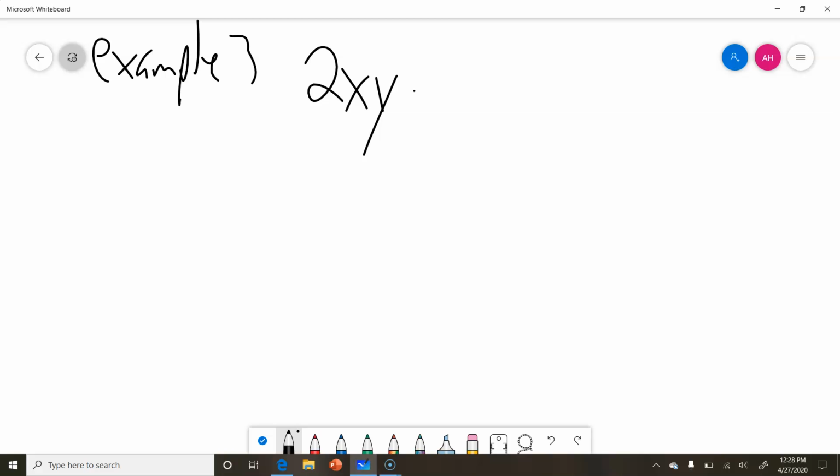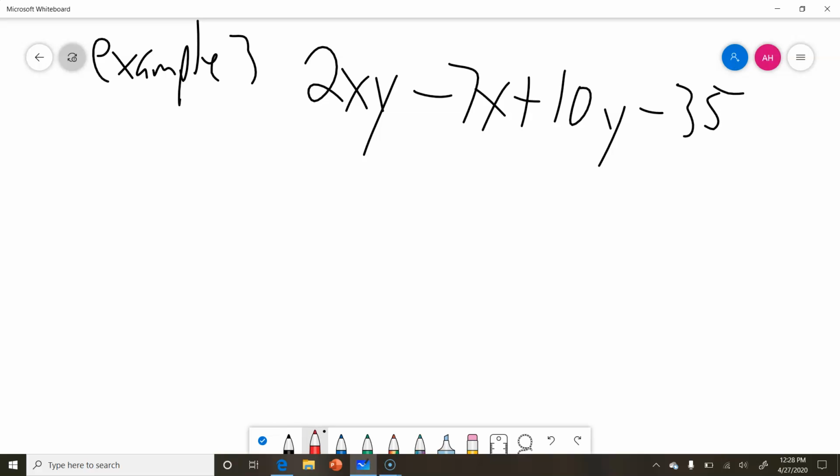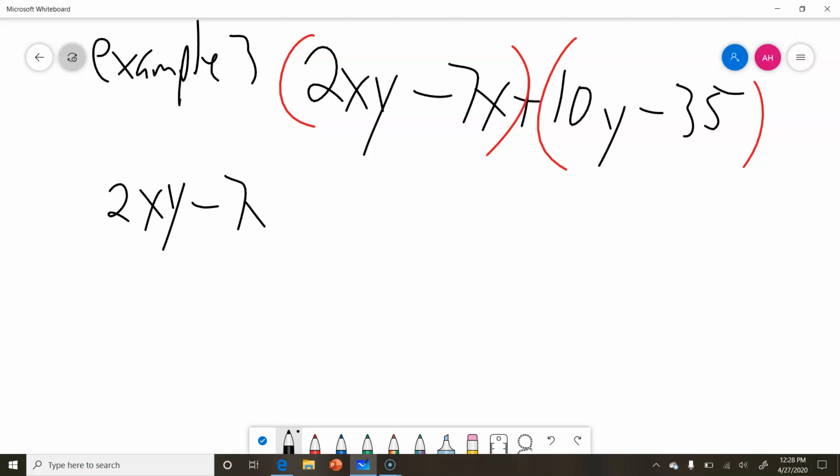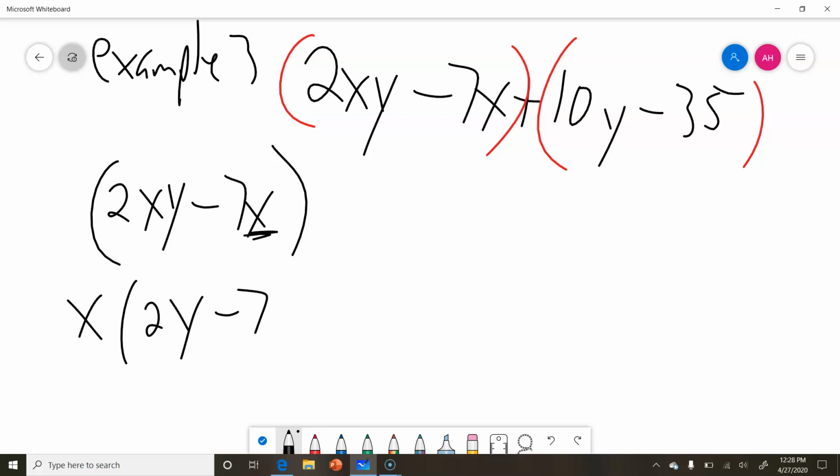Okay, now to the other part of our lesson, which is grouping. If you're still with me, this is example 3 on that page. This is 2xy minus 7x plus 10y minus 35, okay? To factor by grouping, I just group the front 2 and the back 2, like that. So now I rewrite this as 2xy minus 7x, and I say, what do they have in common that I can pull out? Well, they have an x. So I pull this x out, and I'm left with 2y minus 7.